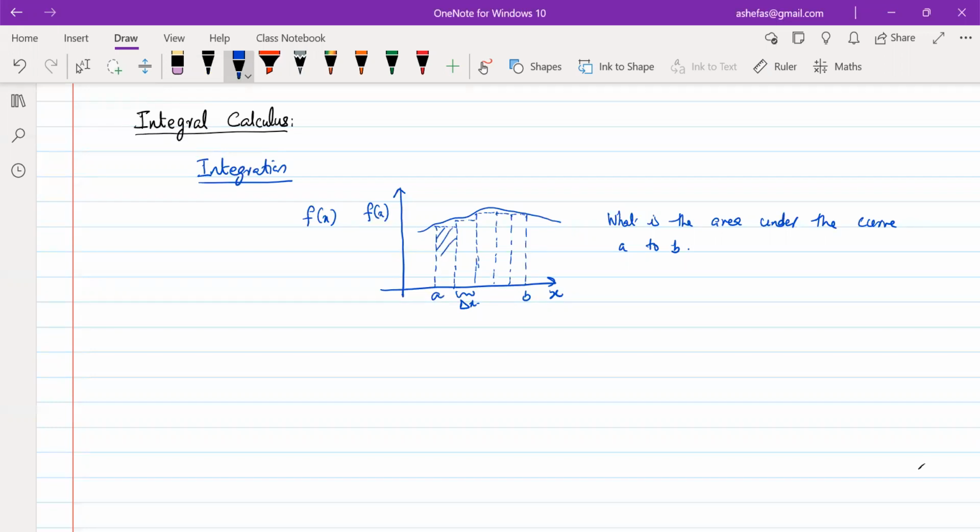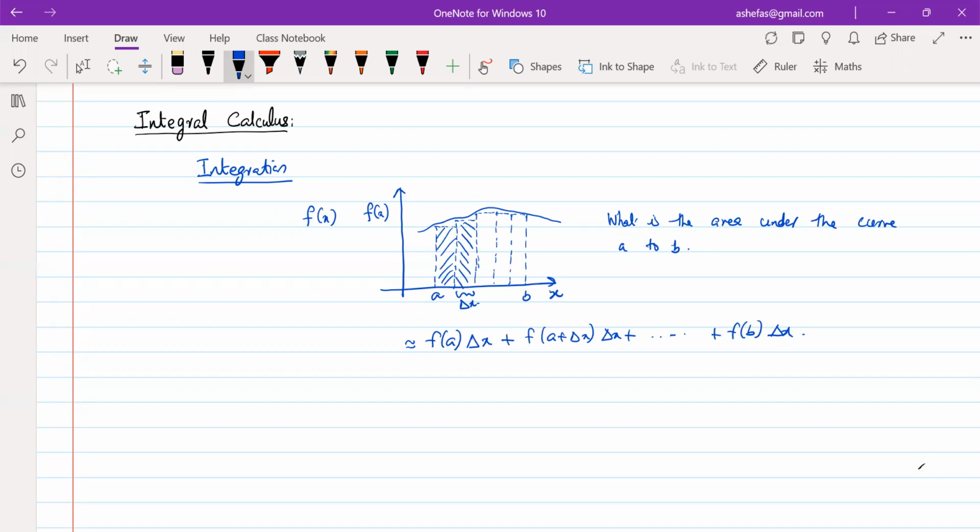so the area of this shaded region would be approximately f of a times delta x, an approximation. Okay, and what would be the area of the second shaded region? It would be f of a plus delta x times delta x, plus so on. Finally, we'll get f of b times delta x.